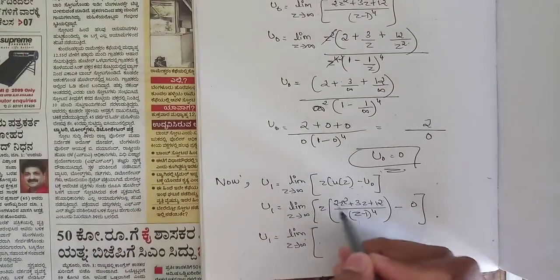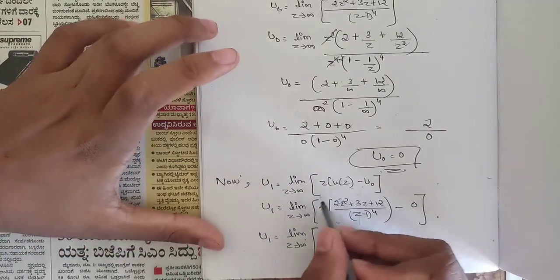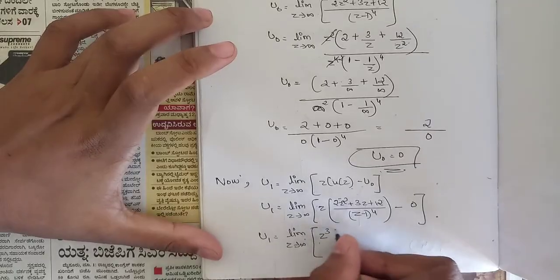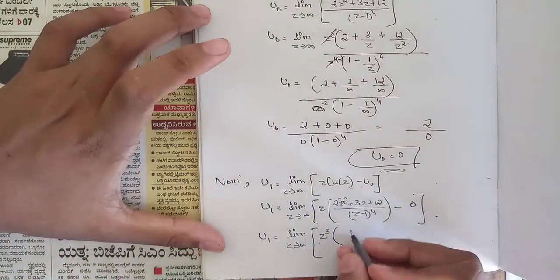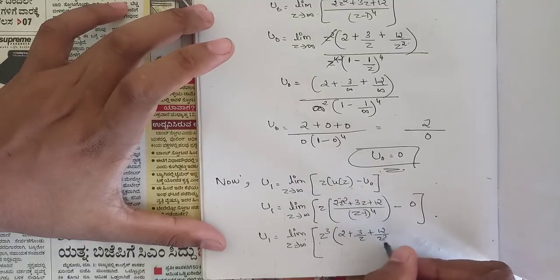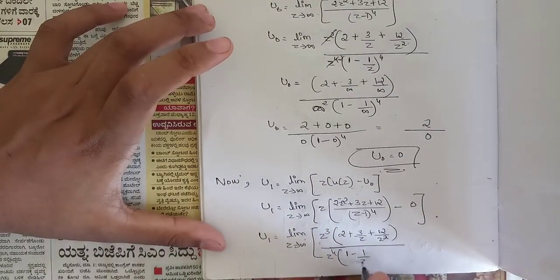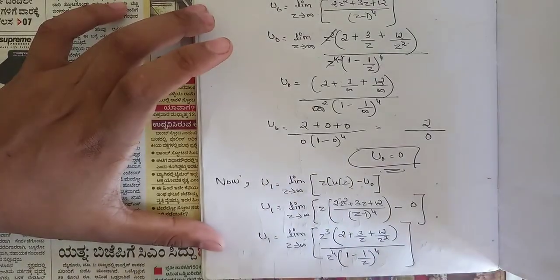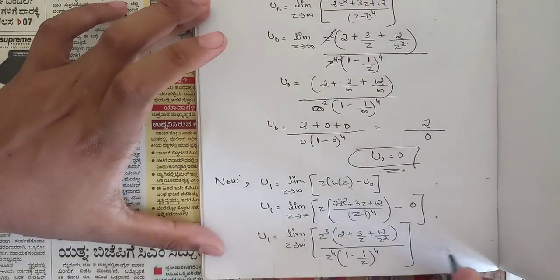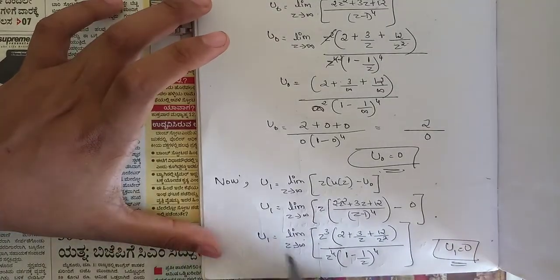Again here let's take z square outside. So if we take z square outside, z into z square will become z cube. So directly we'll write z cube outside, and again the same thing, 2 plus 3 by z plus 12 by z square, divided by, again in the denominator let's take z power 4 outside, 1 minus 1 by z whole to the power 4. Again by calculating this we get the value of u1 as 0, since after substituting the limits as infinity everywhere.